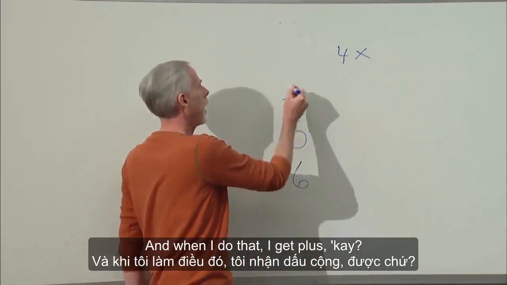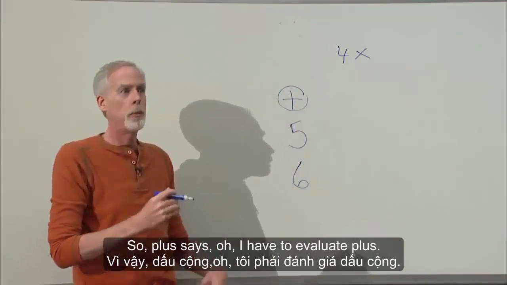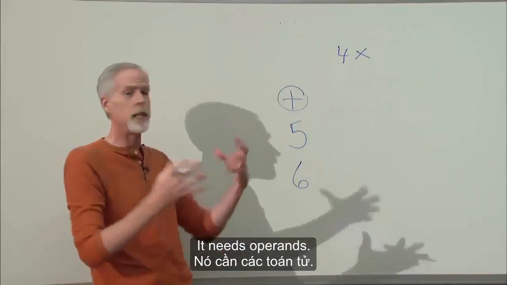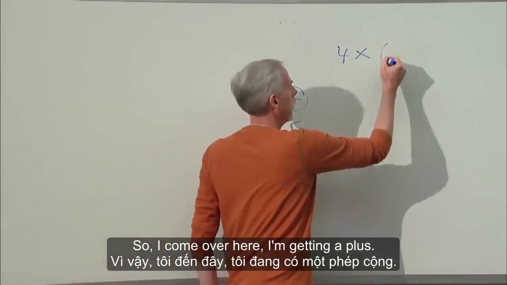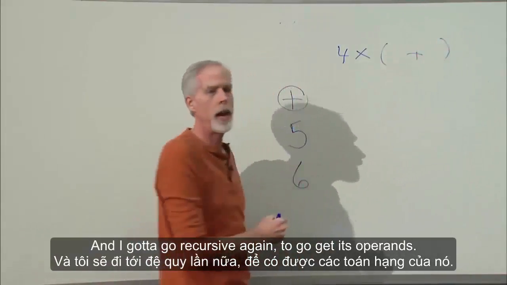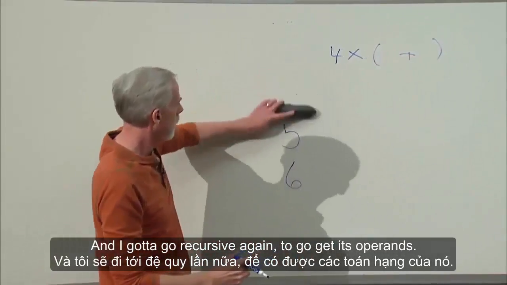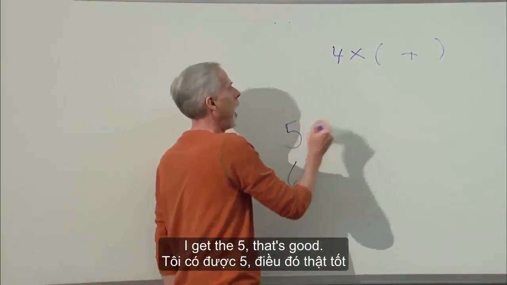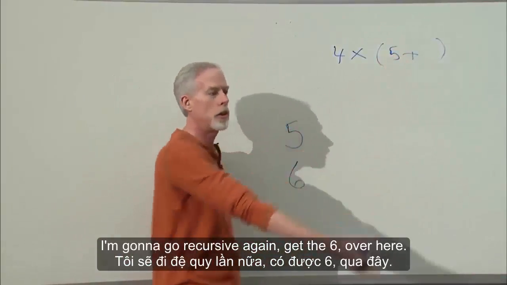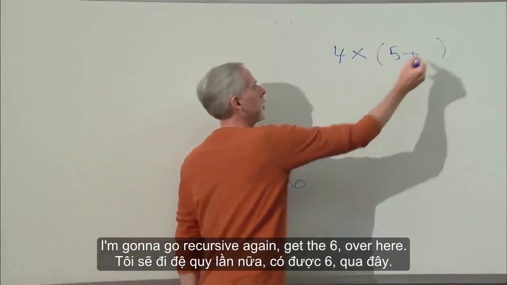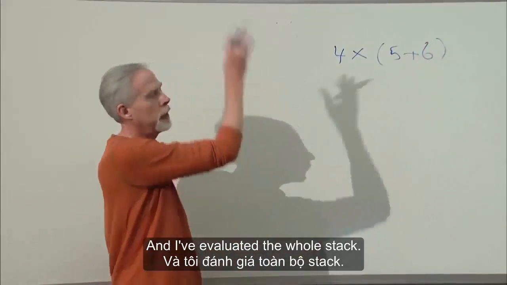And when I do that, I get plus. Okay? So plus says, oh, I have to evaluate plus. It needs operands. So I come over here. I'm getting a plus, and I've got to go recursive again to get its operands. I get the 5. That's good. I'm going to go recursive again, get the 6 over here. And I've evaluated the whole stack.